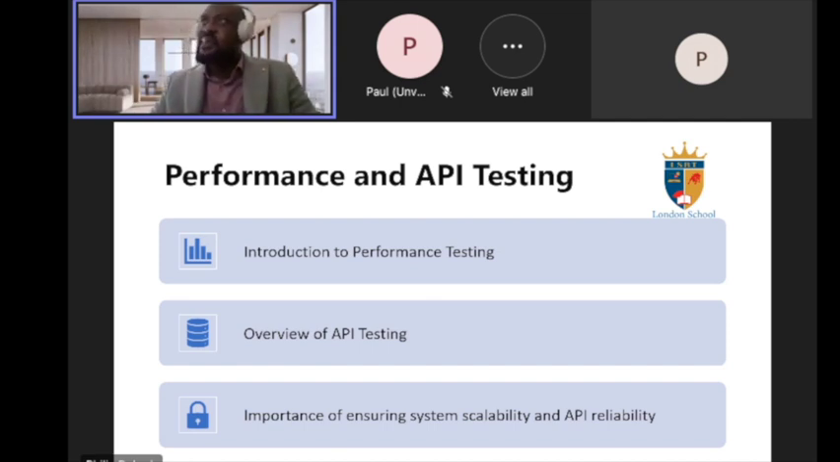So some of the tools I think I've mentioned already. Performance testing, API testing is very important in software testing. Our training is going to give you these major tools to get into the job market.